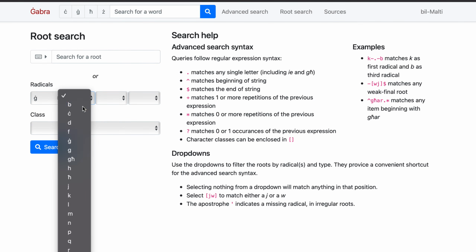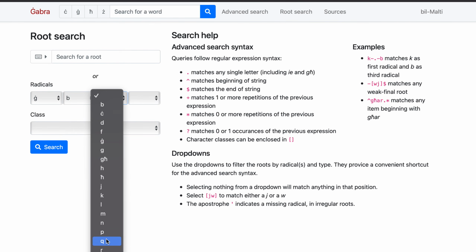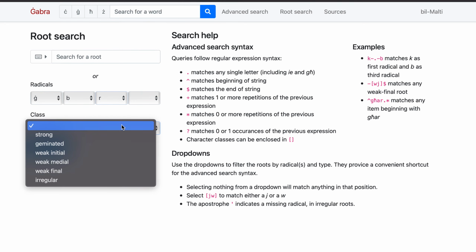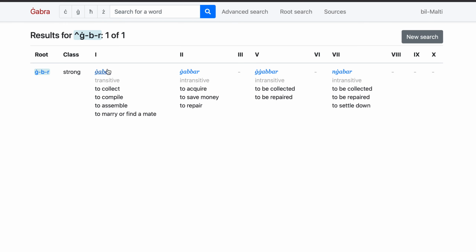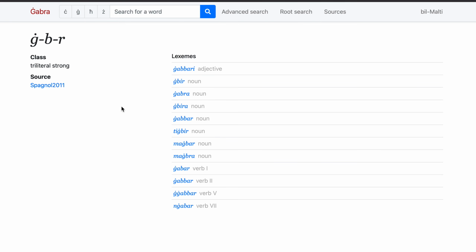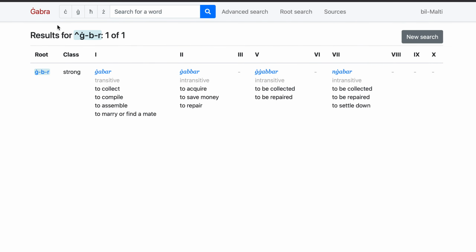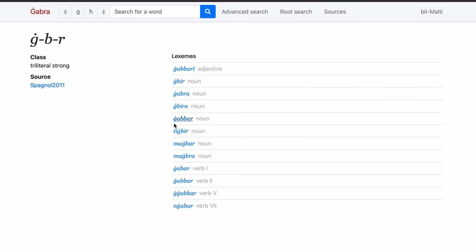Let's go for Ġabra. So that was for Ġabra. And yeah, let's search. There you go, Ġabar. You will find the verb, but not Ġabra. Well, apparently you do. Let's go back. Here. You just click on the root and then you will find all the ones that are made up of J, B, and R.